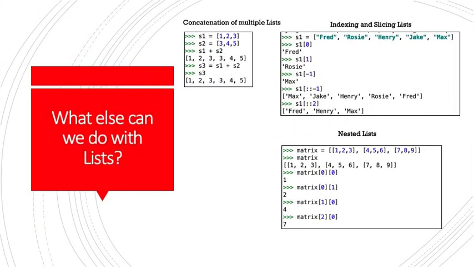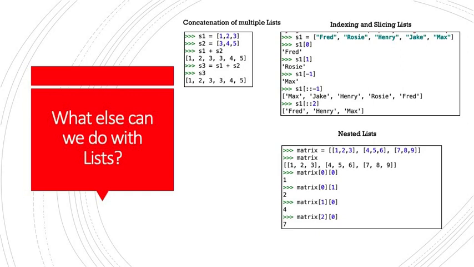And what else can we do with lists? So here are a few other things. Concatenation of lists. So I have s1 and s2. I add them together and I can create s3, which is a combination of both those lists. Notice duplicates are permissible.